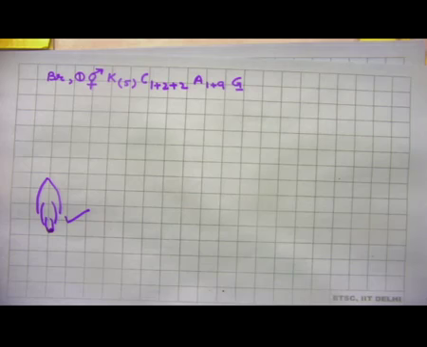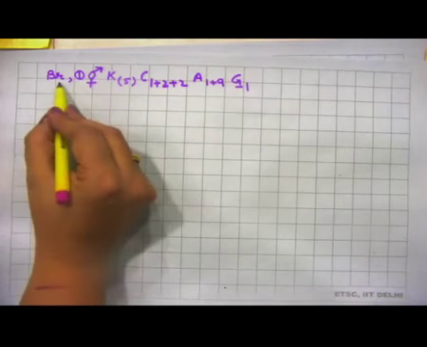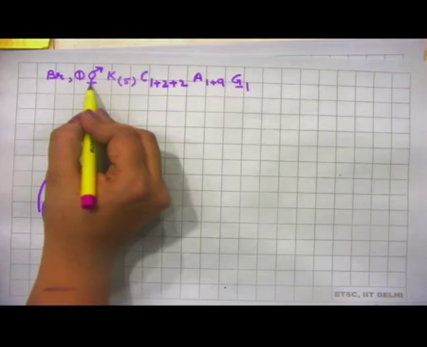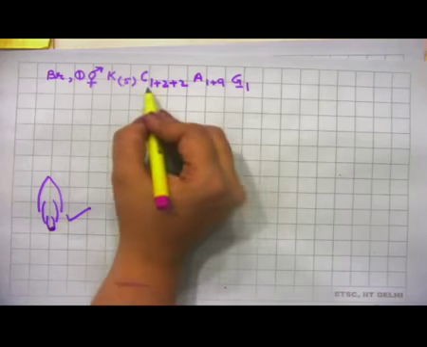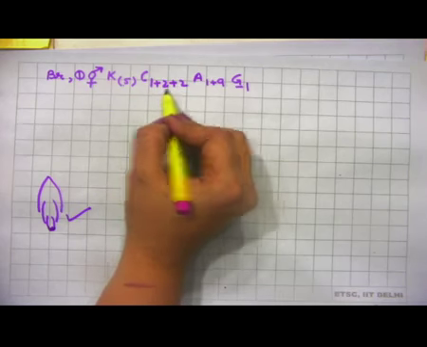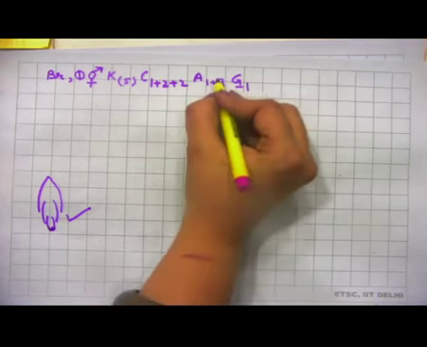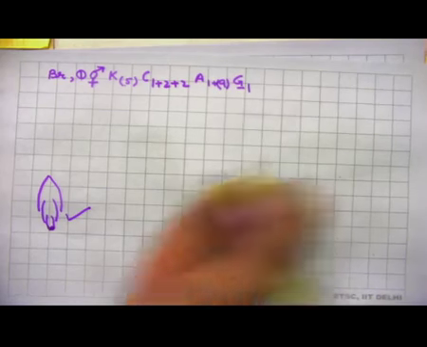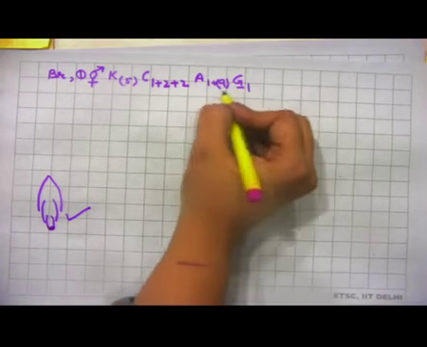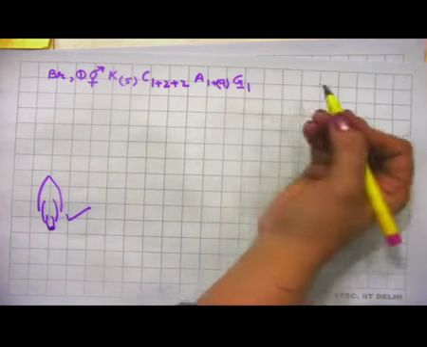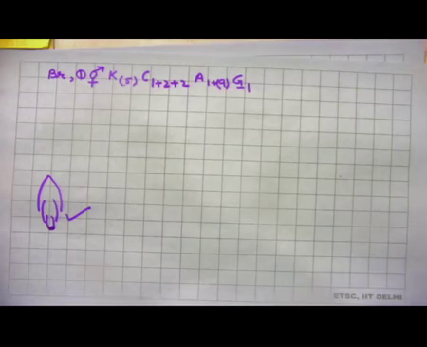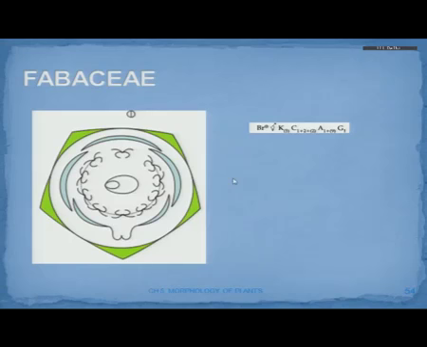Now the formula is BR, zygomorphic, bisexual, joint 5 sepals, vexillary arrangement of the corolla, 1 plus 9 arrangement. Yes, these 9 stamens are fused together, so we will put a bracket here, and the gynoecium is superior with only 1 locule. So, this is the floral formula here of the family Fabaceae.